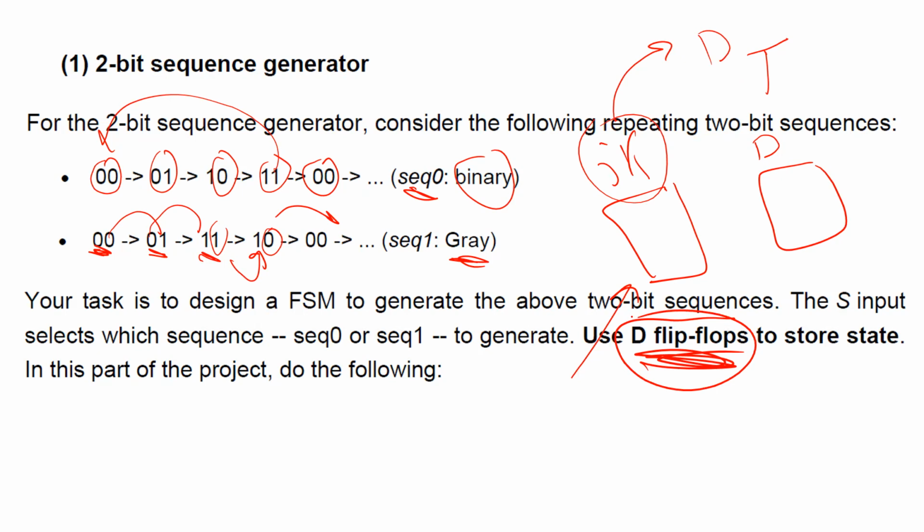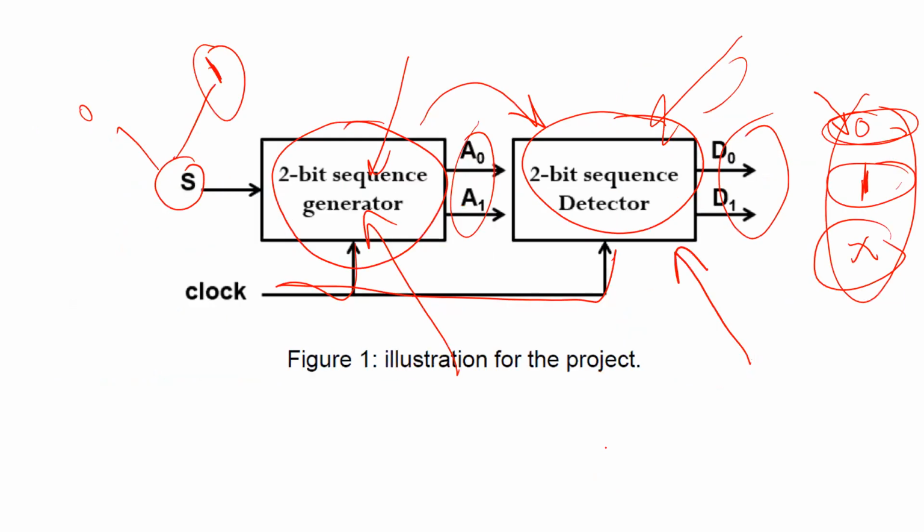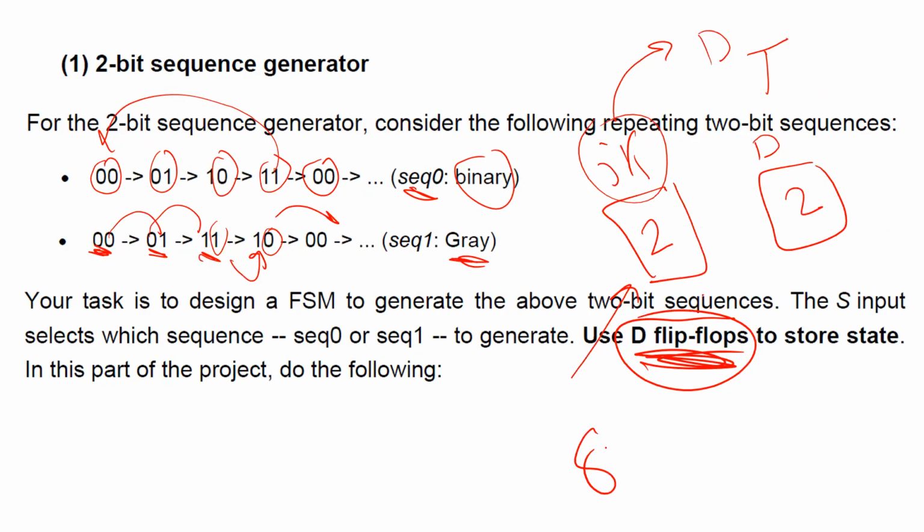In your kit, you should have 2 and 2. I think you have 2 chips of this type and 2 chips of this type. So in total, you should have 8 flip-flops. I think that's more than what you need here. So anyway, let's start with the first one.